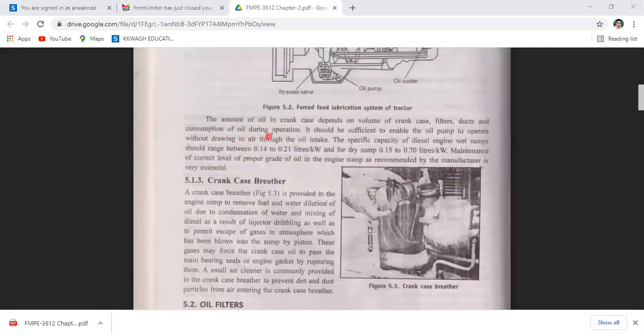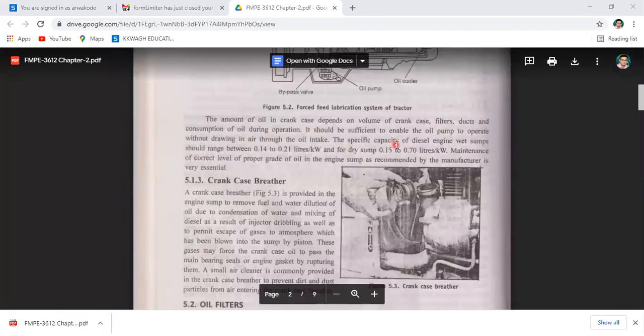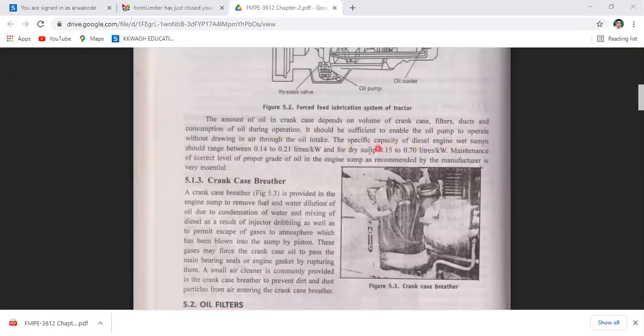The amount of oil in the crankcase depends on the volume of the crankcase, filters, ducts, and consumption of oil during operation. The specific capacity of a diesel engine should be in the range of 0.14 to 0.21 liter per kilowatt, and for a dry sump 0.15 to 0.70 liter per kilowatt. This is the specific capacity of a diesel engine.